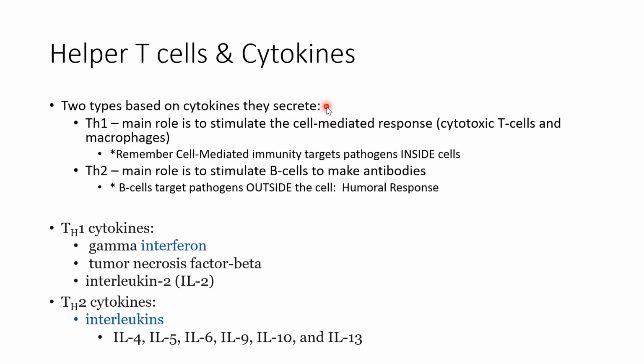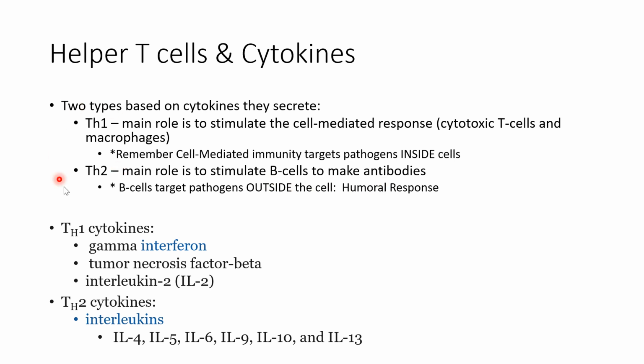So two types of helper T cells based on the cytokines they secrete. T helper 1 cells, they work on that cell-mediated response by bringing in cytotoxic T cells and macrophages. Remember, cell-mediated is targeting pathogens that are inside the cell. Remember, these were engulfed by the cell through phagocytosis and expressed on the surface by MHC2 receptors. Now, the helper T cells class 2 stimulate B cells. Those are part of the humoral response. That's dealing with infection outside the body, or I'm sorry, outside the cells. And this is going to stimulate B cells to make antibodies.